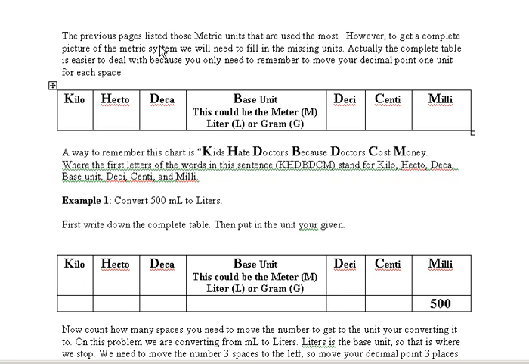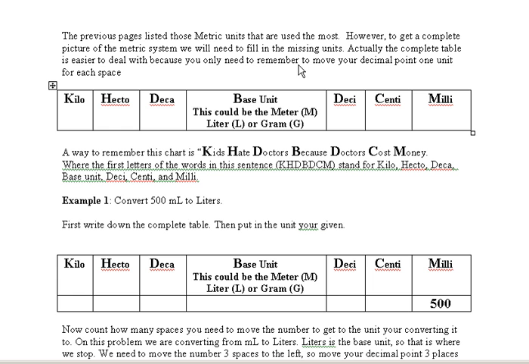Okay, the previous video listed those metric units that are used most often, such as the base unit, which could be meter, liter, or gram, depending on if you're measuring length, volume, or weight. And then those units that are smaller than that, like for example the centimeter, which is 1/100th of the base unit, or the milli, which is 1/1000th of the base unit. We also talked about the kilometer, kiloliter, kilogram, which is 1,000 times bigger than the base unit. But to get a complete picture of the metric system, we'll need to fill in the missing units.